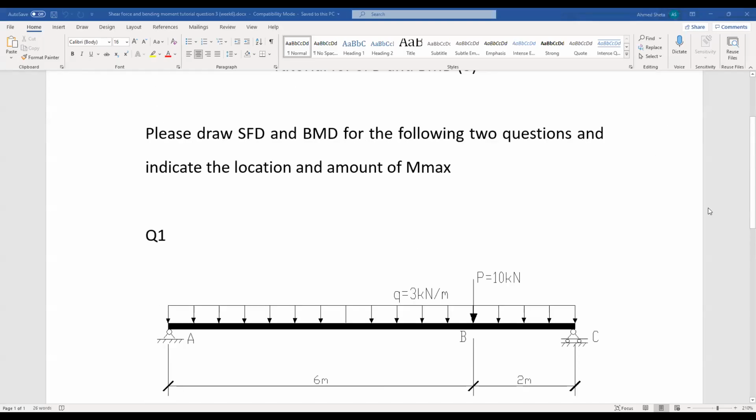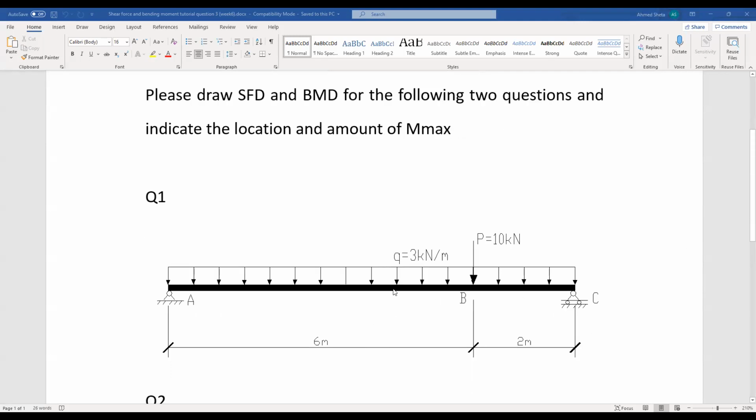So today we have two problems to solve. The first one is, as you can see now, a simple beam AC with two applied loads: a uniform load of 3 kN per meter, and a point load at B of 10 kN. We want to draw the shear force diagram and bending moment diagram. This is the first requirement. Second requirement, we need to indicate the location and amount of maximum moment, M max.